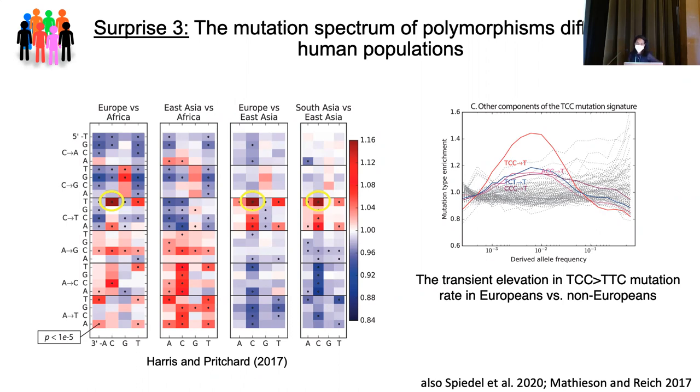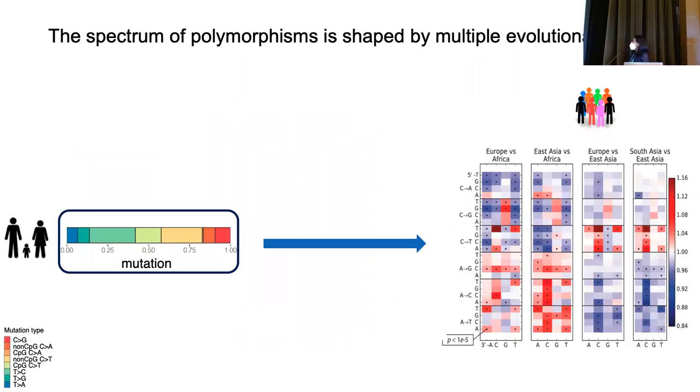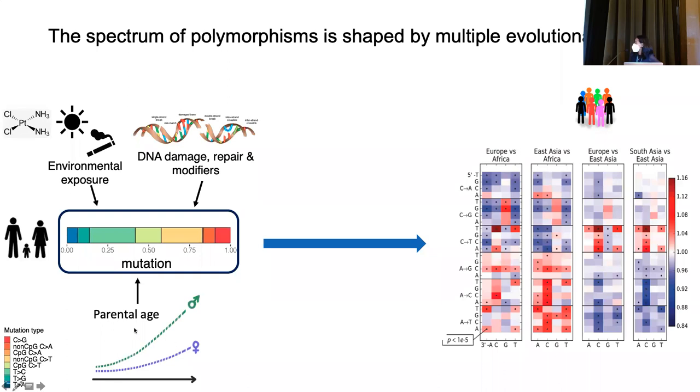Now, let's take a step back and think about what the different factors are that impact mutations. Mutations arise in the pedigree. This is the mutation spectrum of, let's say, an offspring. This depends upon the age of the parents. It also depends upon the DNA damage and repair machinery in the parents' genome.